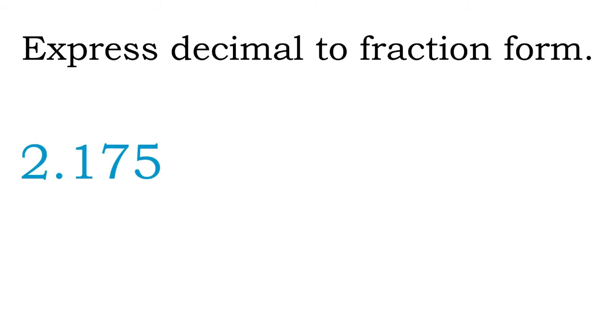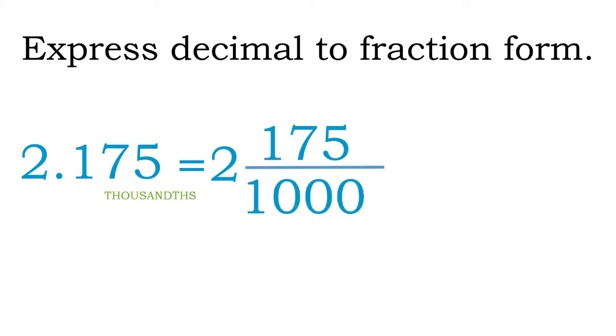Let's try another example. Let's express 2.175 to fraction form. This example is slightly different from the previous example because of the whole number 2. So to change it to fraction form, first identify the last digit, which is 5. Identify its place value, which is thousandths. Next, copy all the digits at the left side of the decimal point, which is 2. Also copy all the digits at the right side of the decimal point, which is 175. Then divide it by 1000 because the place value of the last digit is thousandths.